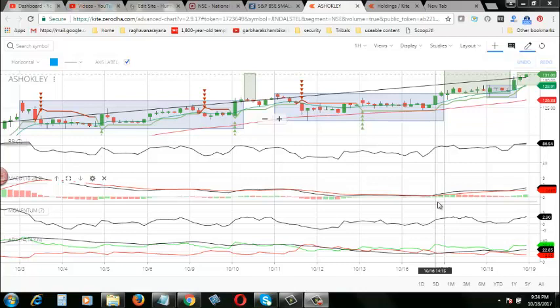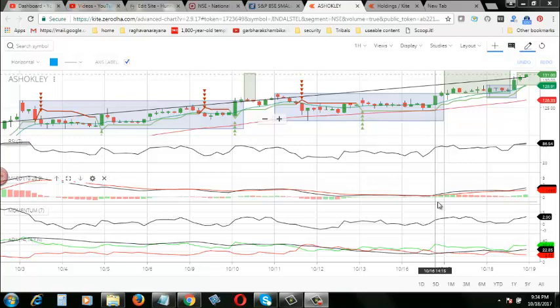if Ashok Leyland is good for all the three, then it's okay. If Ashok Leyland is not good for any one of them, then we will check why it is not good for a particular trading strategy, and we will discuss the reasons and all those things. Okay, first we will see whether Ashok Leyland is good for day trading.